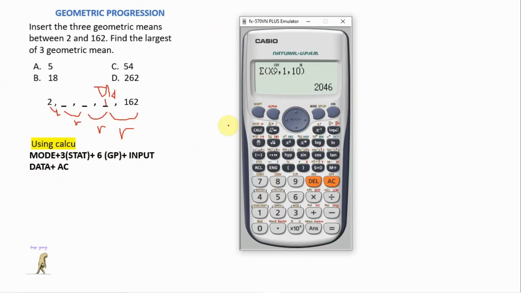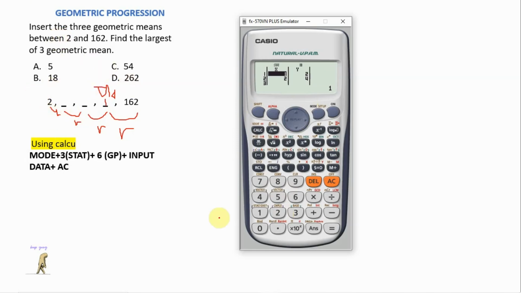After we get our calculator set up, we do know that we are in the statistic and geometric progression. What we can do now is to press this once again to edit the data. In editing the data, how can we do that again? Yes, that's right. It is by pressing shift and 1, and then, as we can see, number 2 for our data.